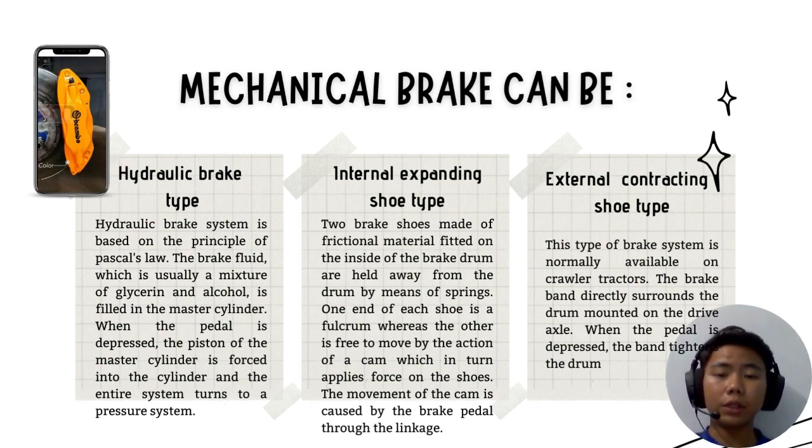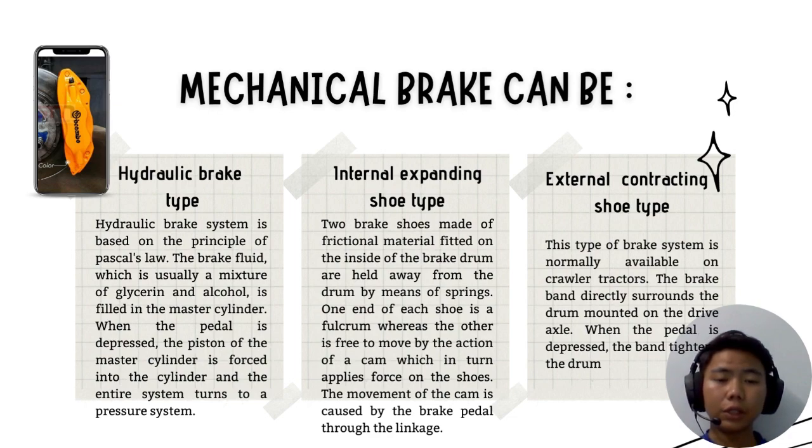The second one is the internal expanding shoe type. Two brake shoes made of frictional material fit on the inside of the brake drum and are held away from the drum by means of springs. One end of each shoe is a fulcrum, whereas the other is free to move by the action of a cam, which in turn applies force on the shoes. The movement of the cam is caused by the brake pedal through the linkage.